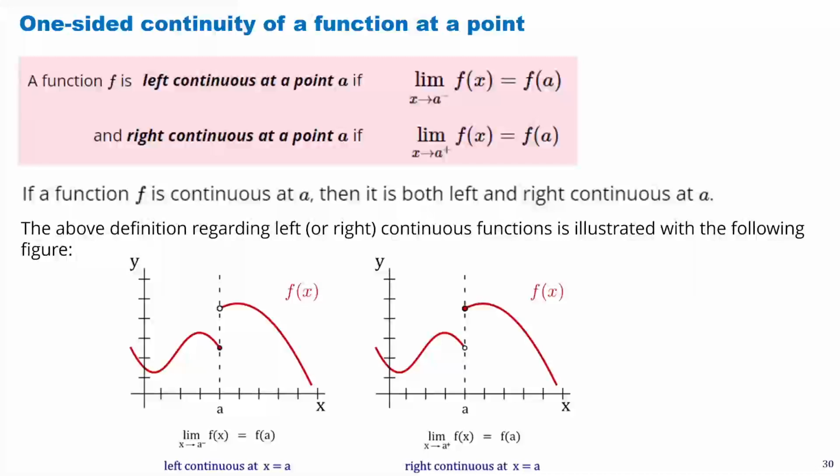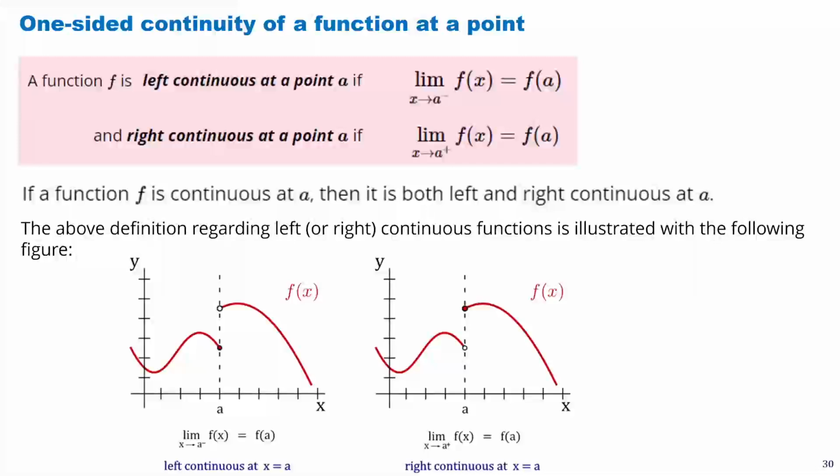Also, the above definition regarding left or right continuous functions is illustrated with the following figure. For example, if you have the function shown on the left side, the left side limit of that function when x approaches a from the left side equals its image when x equals a, right? So we can call this function left continuous at x equals a. And this is in accordance with what is shown here.